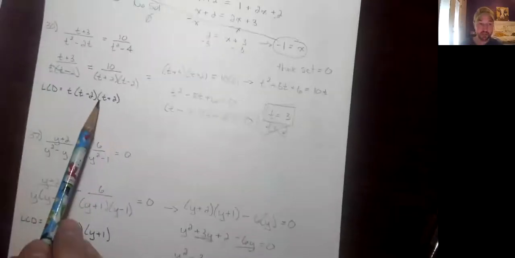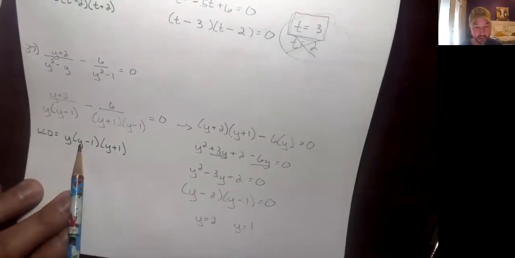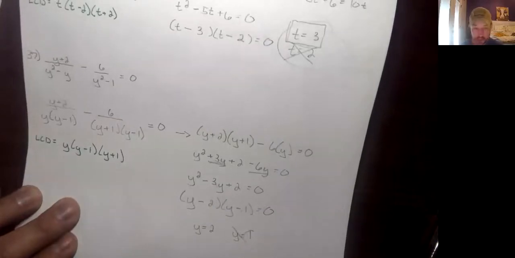I look in here, just like number 30. I look in here and I see, well, let's see, if I put 1 here, it's a 0. So I can't have that. But my 2 will work. So y equals 2 only.